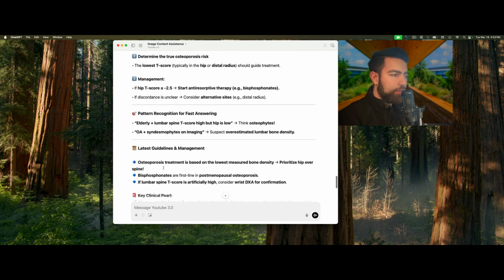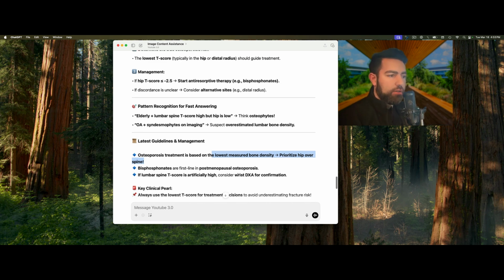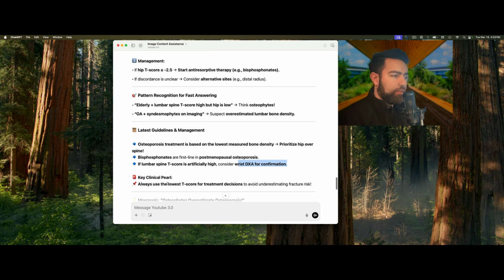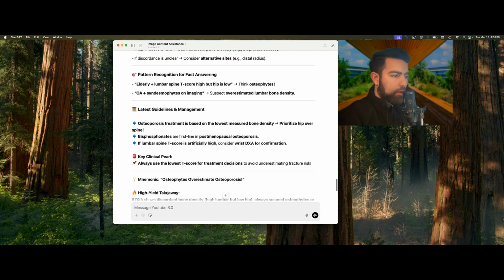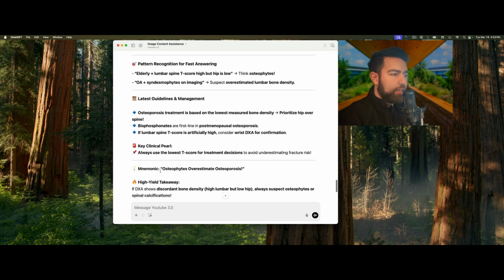The latest guidelines: osteoporosis treatment is based on the lowest measured bone density. Prioritize hip over the spine. Bisphosphonates are first line in postmenopausal osteoporosis. If lumbar spine T-score is artificially high, consider wrist DEXA for confirmation. And the clinical pearl: always use the lowest T-score. It creates a good, interesting mnemonic: osteophytes overestimate osteoporosis.